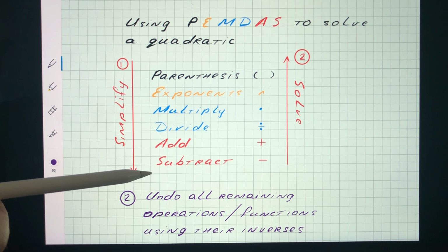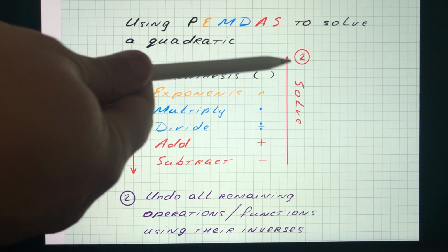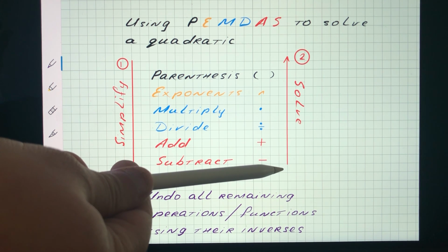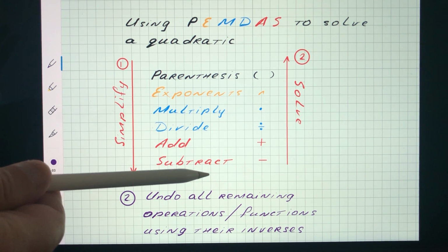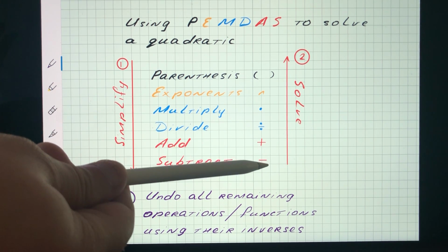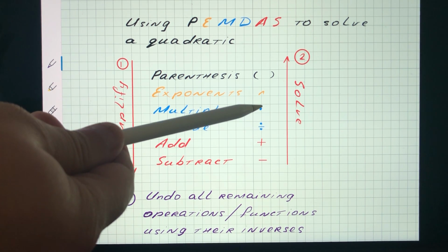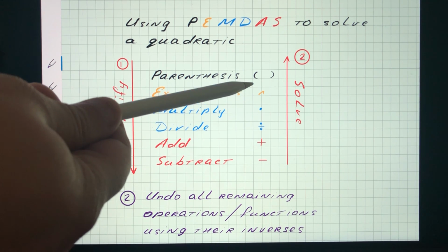Once we simplify everything, there will be nothing else to simplify, so we will be looking at the simplest version of our question. At that point, we have to undo all of the remaining operations, and this is where the second step comes in. So the second step, we begin at the bottom of PEMDAS and we work our way up and undo all of the operations using their inverses. So for addition, the inverse is minus. For multiplication, the inverse is division. For the exponents, the inverses are either logarithms or roots, and so on.